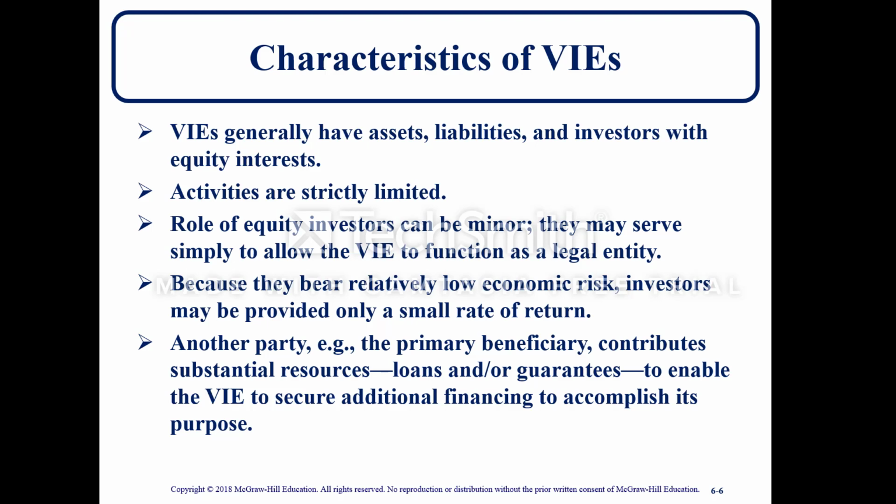So, characteristics of VIEs. VIEs generally have assets, liabilities, and investors with equity interests. Activities are strictly limited, sometimes for one purpose. The role of equity investors can be minor. They may serve simply to allow the VIE to function as a legal entity. Because they bear relatively low economic risk, investors may be provided only a small rate of return, and another party, the primary beneficiary, contributes substantial resources, loans, or guarantees to enable the VIE to secure additional financing to accomplish its purpose.